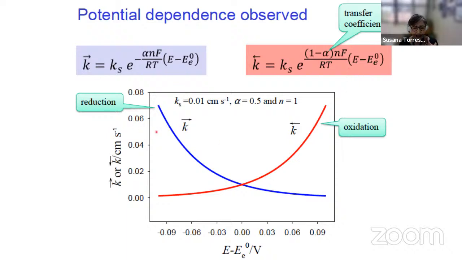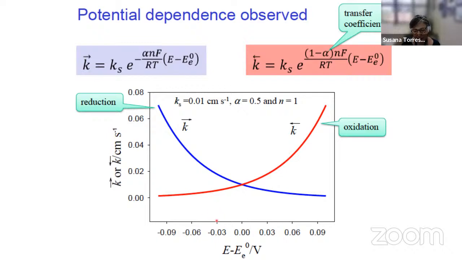So what are we talking about here? We have a plot of the values of the rate constant as a function of the potential. And we can see the reduction rate constant, that is the forward reaction, supposing that we have a standard rate constant of 0.001, and we suppose that the transfer coefficient is equal to a half, and we suppose one electron. We have this kind of dependence for the forward rate constant, and this kind of dependence for the backward one, the reduction and the oxidation.